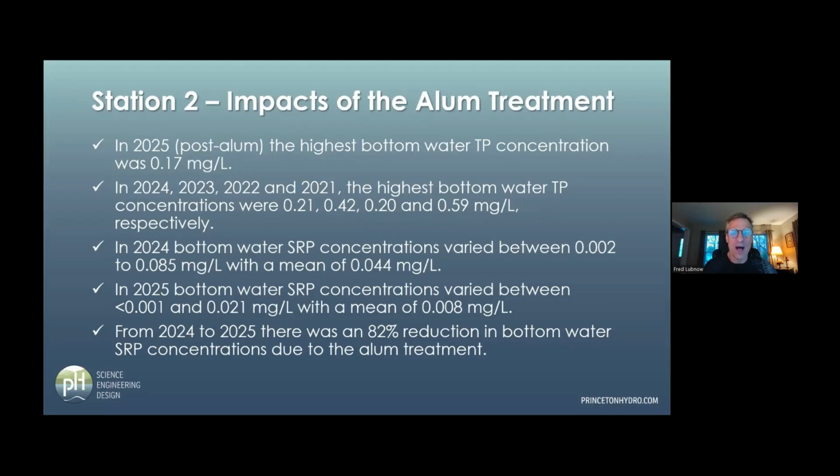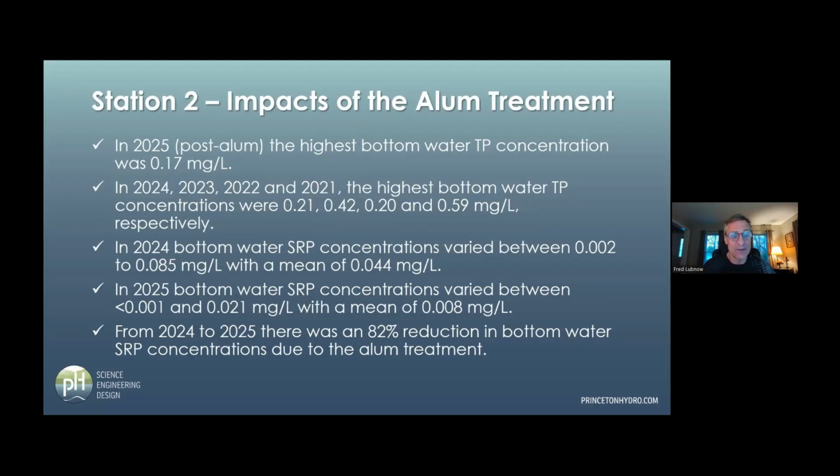First of all, the highest bottom water phosphorus concentration. And remember how I described that when we have no oxygen down there, this phosphorus is released from the sediments and it accumulates down there. And the more phosphorus that's down there, the more that's available for algae growth. Well, in 2025, the highest concentration over the growing season in the bottom was 0.17 milligrams per liter. Now, that was high, but it's substantially lower than what the high values were for the last previous 4 years.